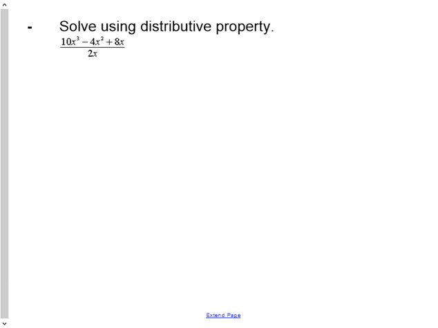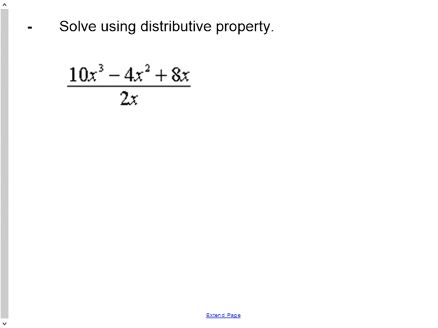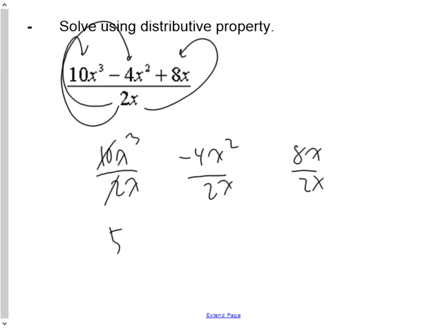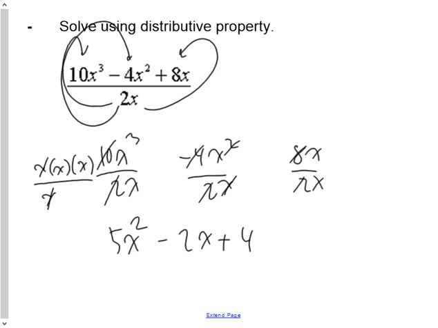Solve using distributive property. The only difference here is it's a trinomial divided by a monomial. So we got 3 to do. 10x cubed divided by 2x, negative 4x squared divided by 2x, 8x divided by 2x will be 5. Now remember, x cubed is x times x times x. Divided by 1x leaves you with an x squared. Negative 2x, 4 positive. Your solution is 5x squared minus 2x plus 4.